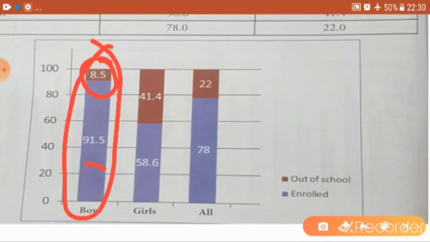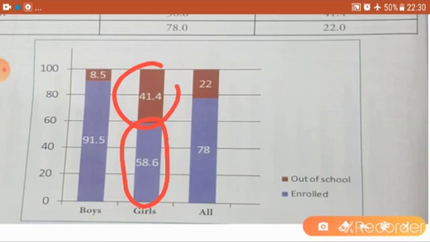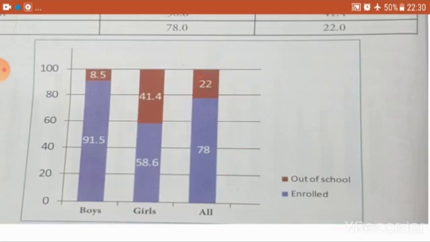Clear? The same if you see for the girls, the number of students enrolled is 58.6 and then out of school is 41.4. The same way the total is given here. So this shows the component bar diagram. It is helpful to compare the persons, how many of them are enrolled and how many of them are out of school. Understand?